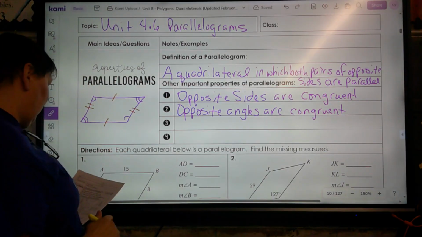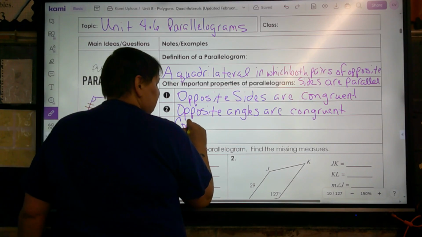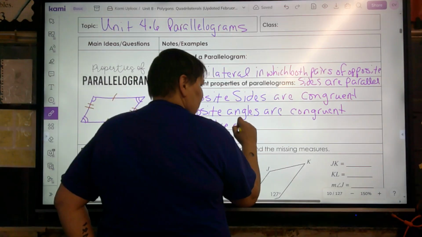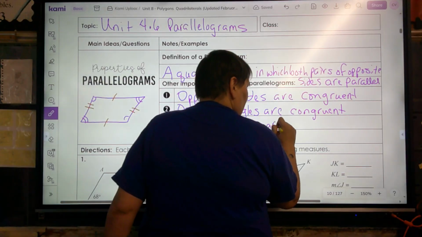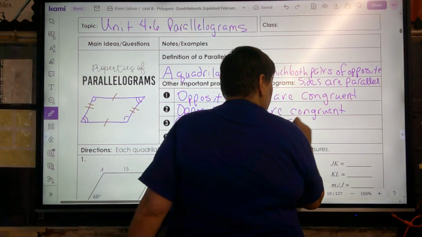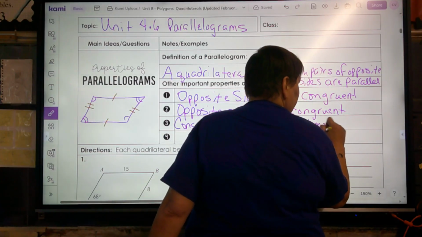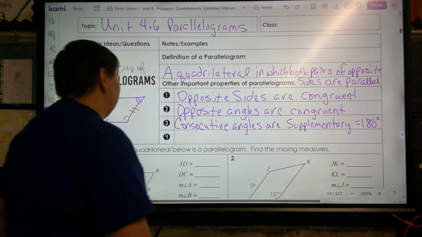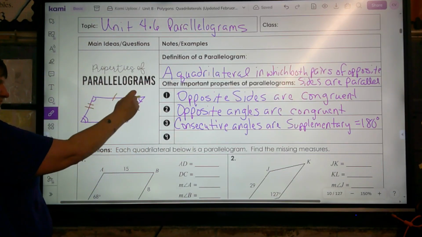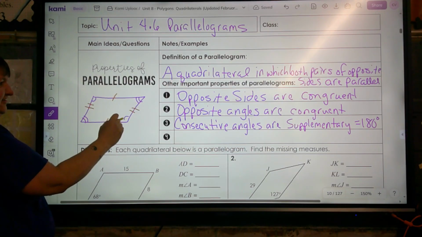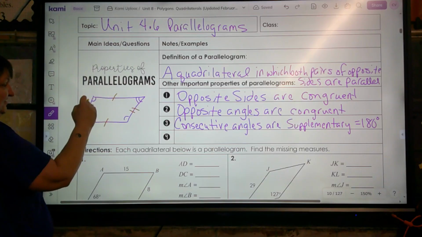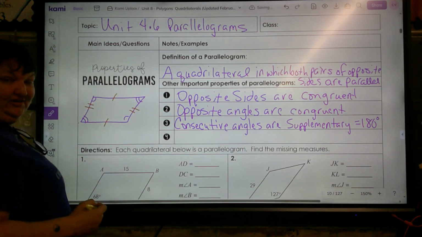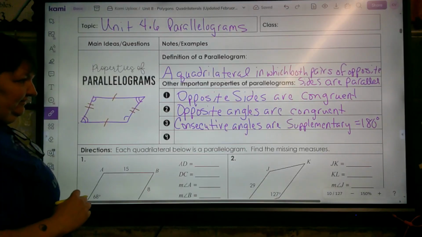Consecutive angles are supplementary. Remember, supplementary means when you add them together, it equals 180 degrees. This plus this is going to be 180 degrees. This plus this is going to be 180 degrees. This plus this is going to be 180 degrees. This plus this is going to be 180 degrees. All the way around. Right?